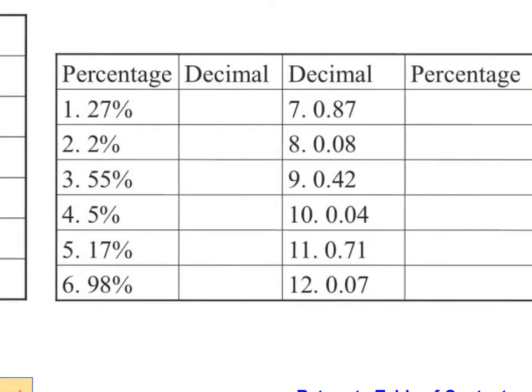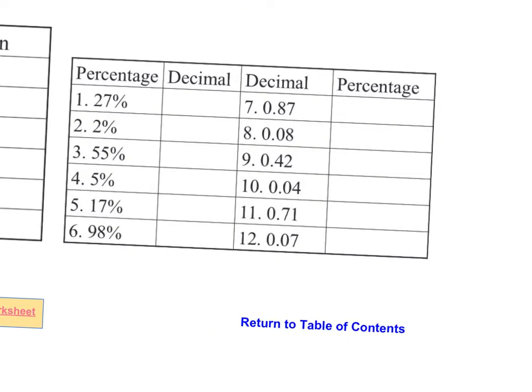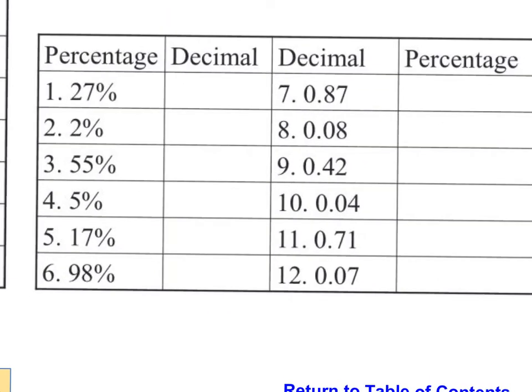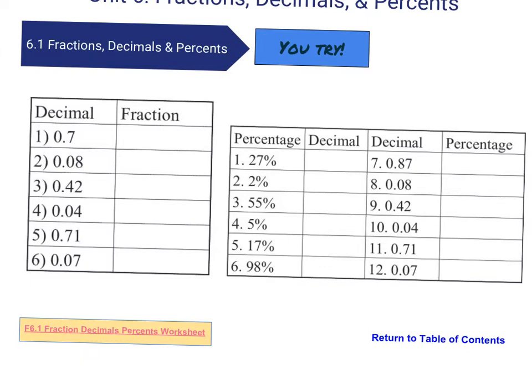So as a quick little practice, we're going to change these percents into decimals and these decimals into percents. Then we're going to go back and turn these into fractions. So we're going to start with these. So I'm going to go through these. To go from a percent to a decimal, I move it 2 to the left. So your decimal will be 0.27. Number 2, 2%. Well, the 2 is here at the end. I move it 2 to the left, and so it's 0.02.